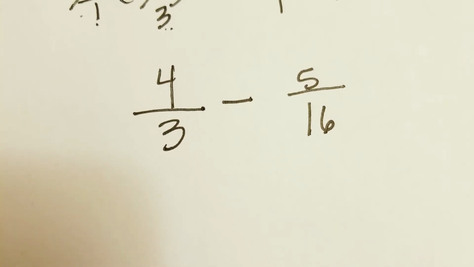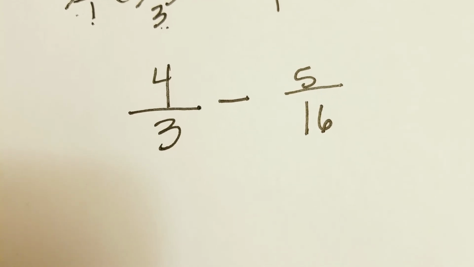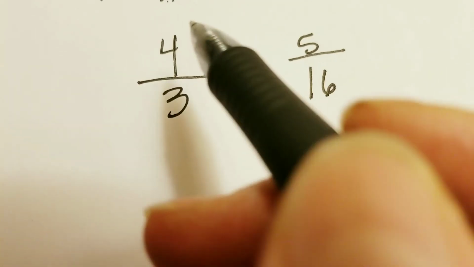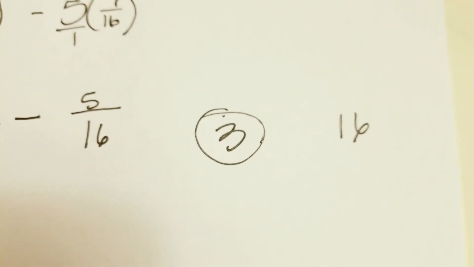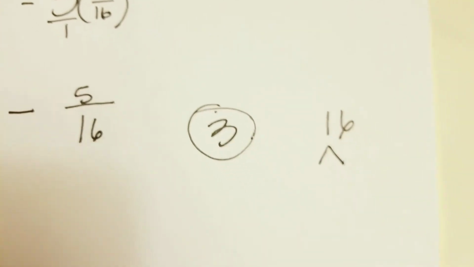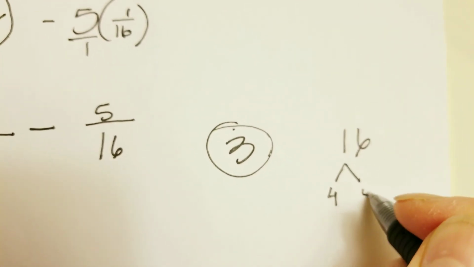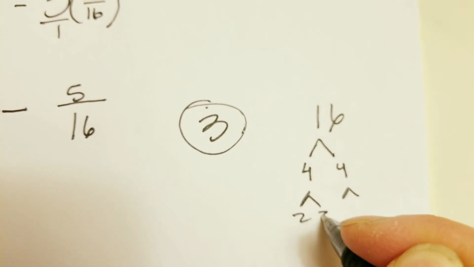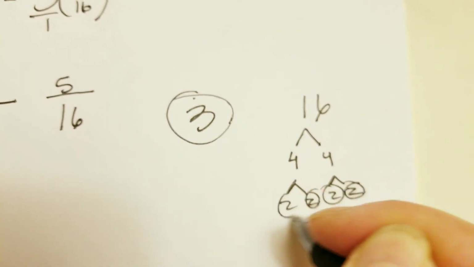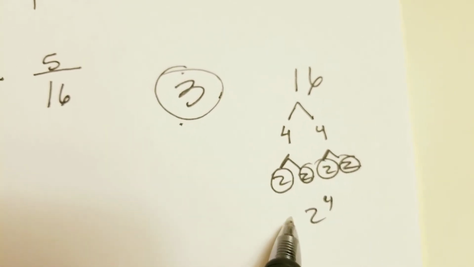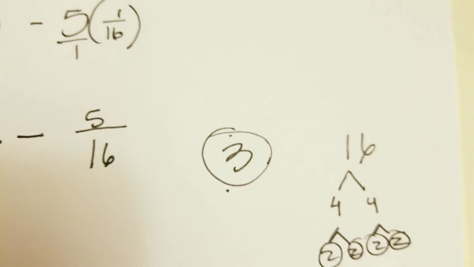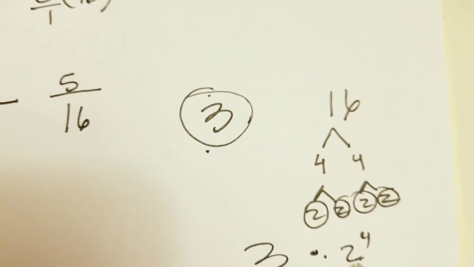So using prime factorization, I'm going to find a common denominator for both of these numbers. Let me use factor trees. 3 is already prime, so we found that number. Factors of 16, 4 and 4, right? So then 2 and 2 and 2 and 2, these are all prime numbers. 2 to the 4th power. So what we're going to do is multiply 3 times 2 to the 4th power.